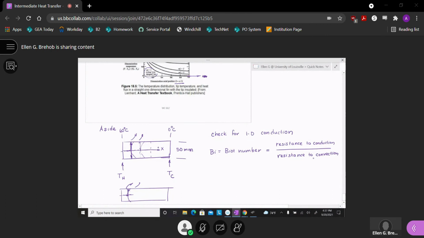And then resistance to convection. I want this to be kind of high. Oh, no, I did it the wrong way. I want this to be low.